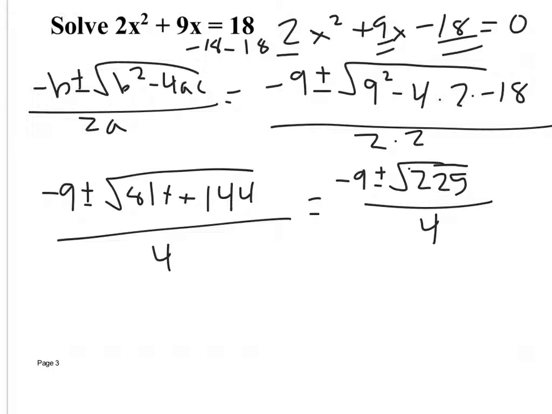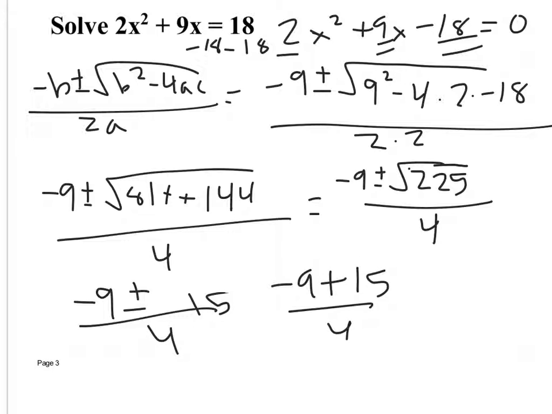What's the square root of 225? Nope. What do you think? Square root of 225. 5? Not 5, that's 25. It's 15, and I don't need the square root sign anymore because I worked it out. So all over 4, I'm going to do negative 9 plus 15 over 4, and negative 9 minus 15 over 4.